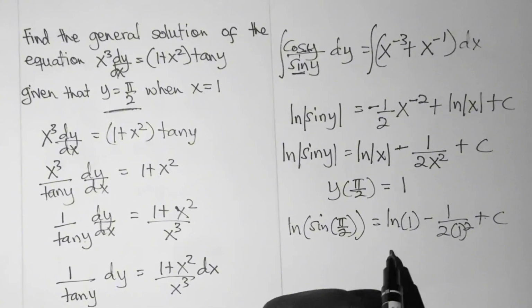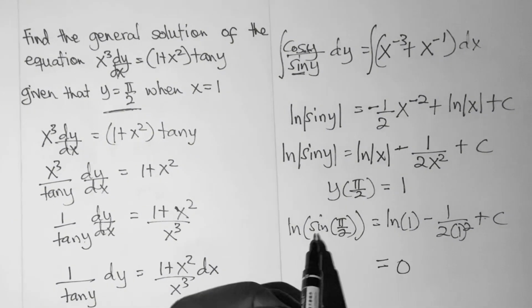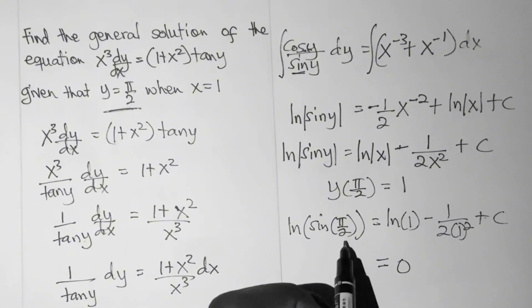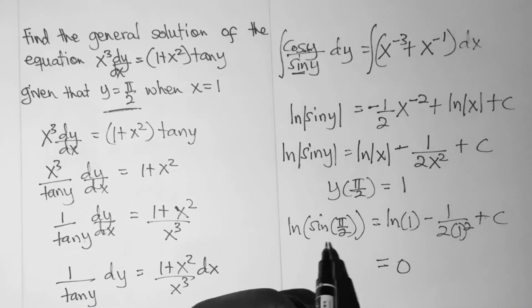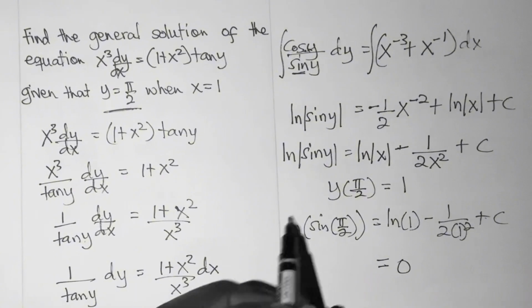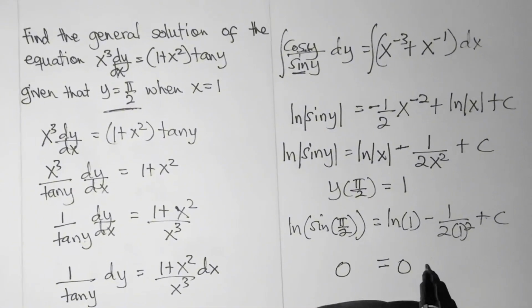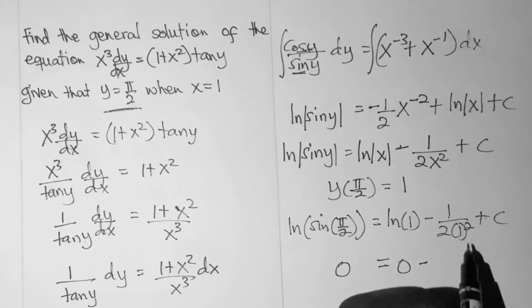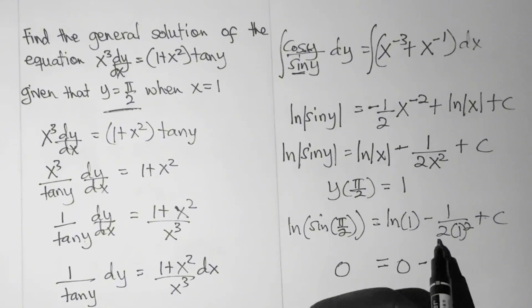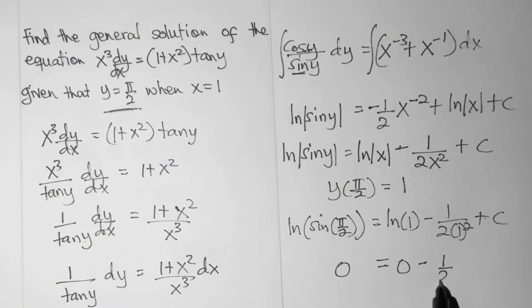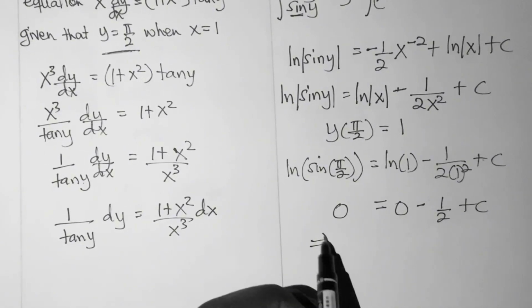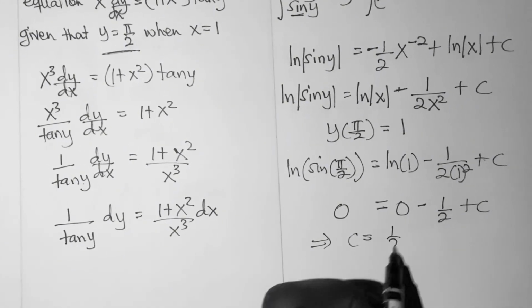Now, the natural log of 1 is 0. So here is 0. Then sin pi on 2 is the same as sin 90. Sin 90 is 1, and the natural log of 1 is equal to 0. So here too is 0. Then minus 1 squared is 1, 1 times 2 is 2. So here becomes minus 1 over 2 plus c. So this implies that c is equal to 1 over 2.